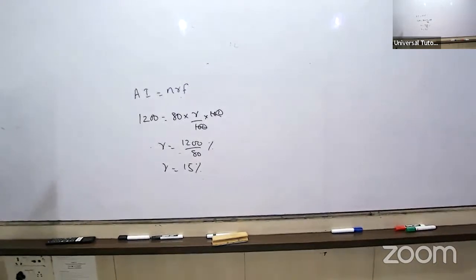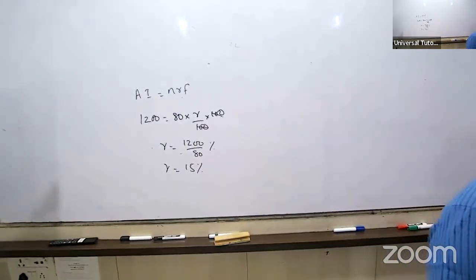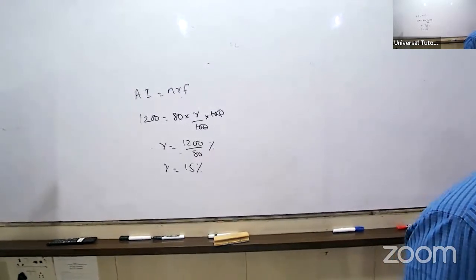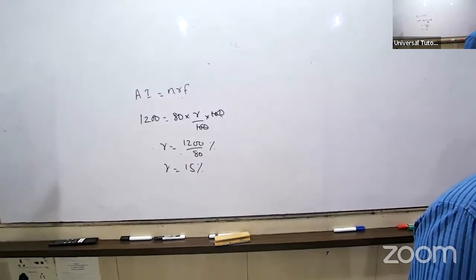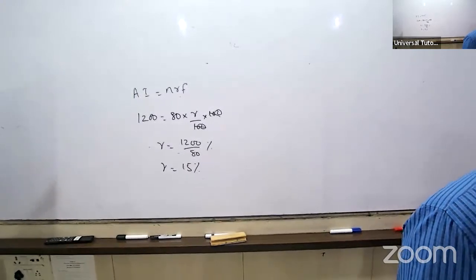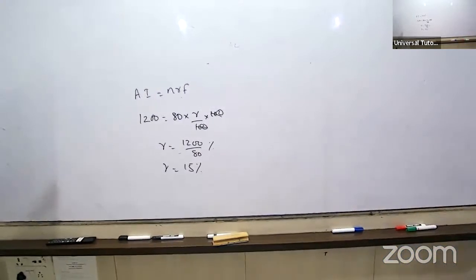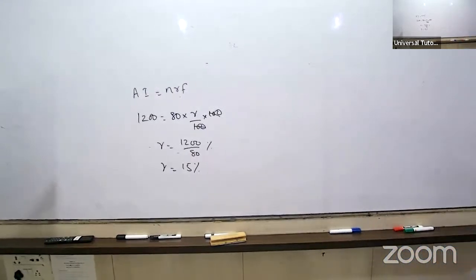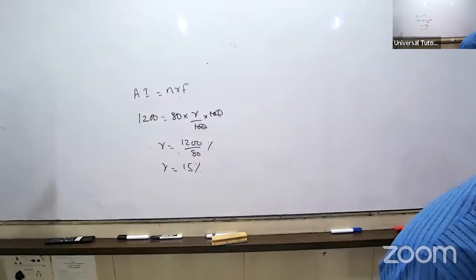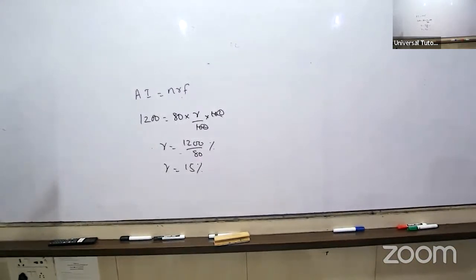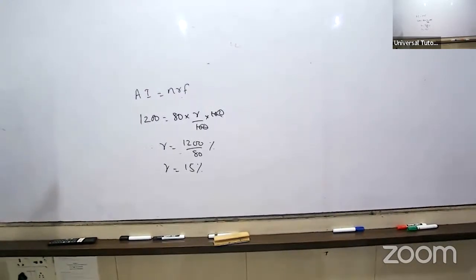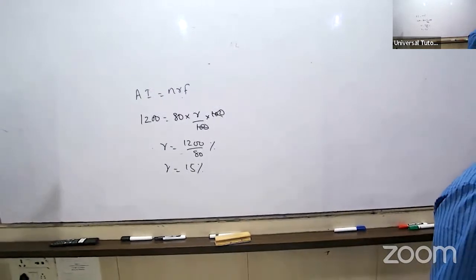Write down. Rate of dividend into nominal value is equal to rate of return into market value. Yes, I repeat: rate of dividend into nominal value is equal to rate of return into market value. Remember this formula.